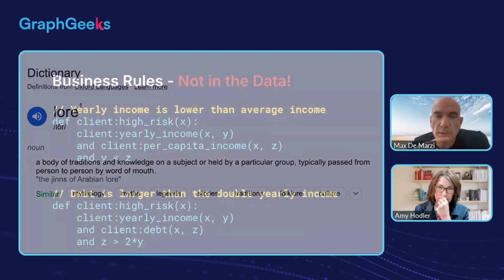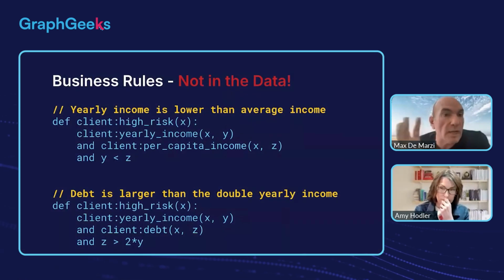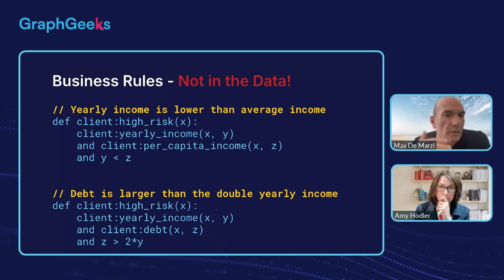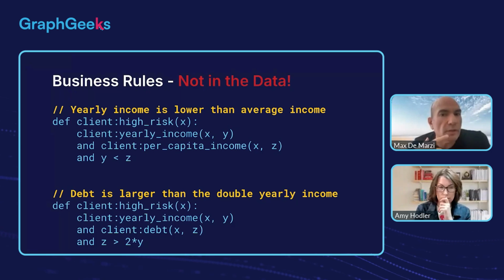So, for example, you have two business rules. These are rules that are not in the data. One bank may say, I'm going to consider a client to be high risk if their yearly income is lower than the average income of my other clients. And the other bank may say, no, hold on, I consider a client to be high risk if their debt is larger than double their yearly income. And that's when I worry. So there are two different ways to look at risk that are incompatible with each other. But neither one is in the data. It's just how each business decides to define what they consider to be a high-risk client.